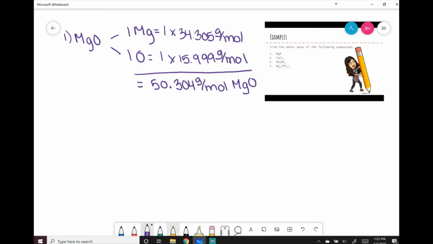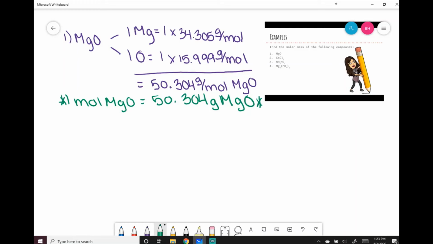Now, just to kind of highlight an important idea, if I wanted to weigh out 1 mole of magnesium oxide, it would weigh 50.304 grams. So just kind of highlighting that key point. So let's go ahead and go on to the next one.